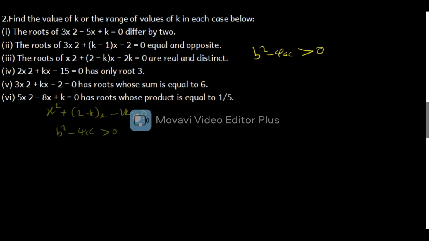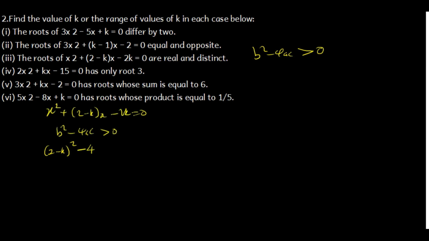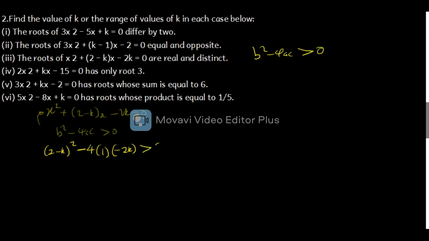Now our b in this case is 2 minus k. That is our b, the number in front of x. So squared, and then minus 4 times a, the number in front of x squared, which is simply a 1. And then times c, the constant, which is negative 2k, and that should be greater than 0.